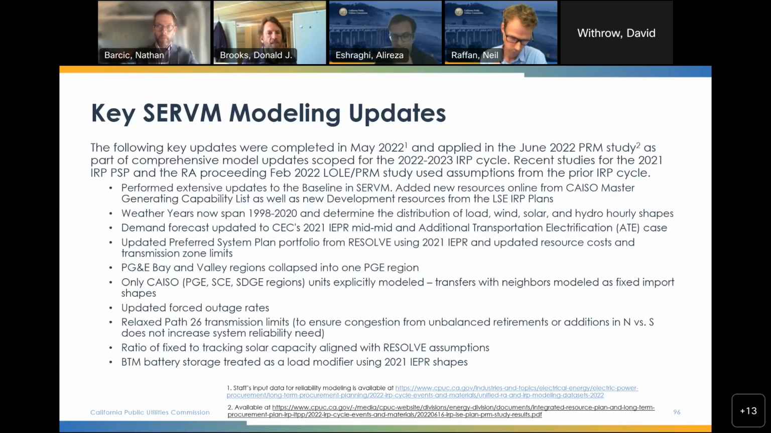We did a big baseline reconciliation. The first bullet there gets at that: added new resources online from the CAISO master generating list, as well as new development resources from the August 1 LSE plans.